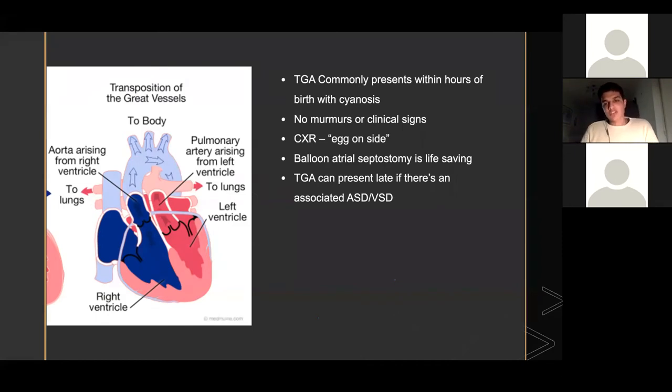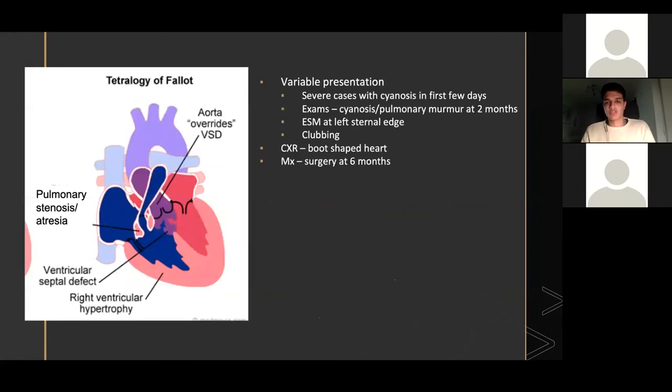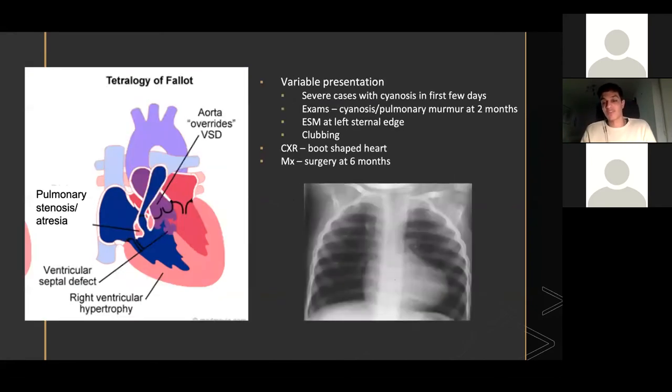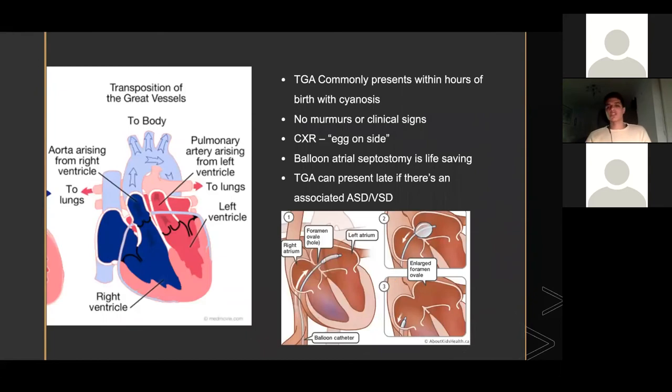The chest x-ray shows an egg on side appearance. Now, I looked at it and I think it's a bit ropey, so I haven't put it in here, because I don't think it looks too much different to this, to be honest. When I look at it, I couldn't convincingly tell you which one was which. So I've left it out. So this is the procedure that can be done, which is life-saving in these cases, right?